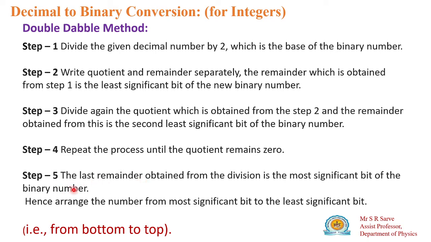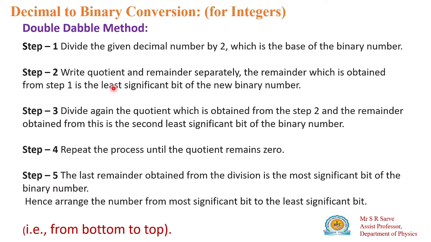ओके, सो लास्ट में क्या करना है? Then hence arrange the number from most significant bit to the least significant bit. फिर we have to write the numbers from most significant bit to the least significant bit. That means we have to write the numbers, मतलब आपको मोस्ट सिग्निफिकेंट बिट से लेके लीस्ट सिग्निफिकेंट बिट तक नंबर लिखते जाना है. And that means अगर अपन जैसे जैसे डिवाइड करते जाएंगे तो पहले बॉटम का नंबर आएगा और बाद में टॉप वाला नंबर आएगा.